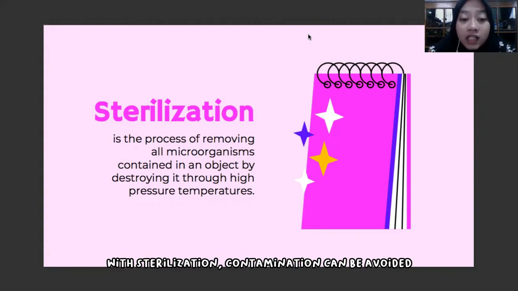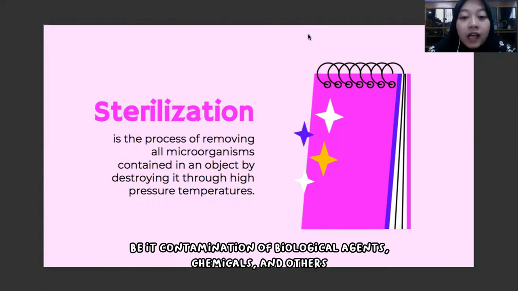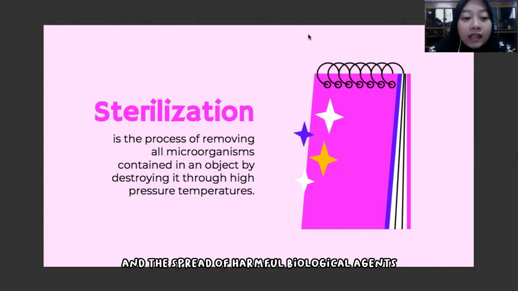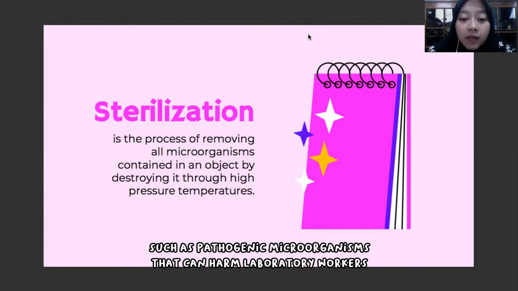With sterilization, contamination can be avoided, be it contamination of biological agents, chemicals, and others. Contamination can lead to false positives and negatives, which can render research results pointless and the spread of harmful biological agents such as pathogenic microorganisms that can harm laboratory workers.